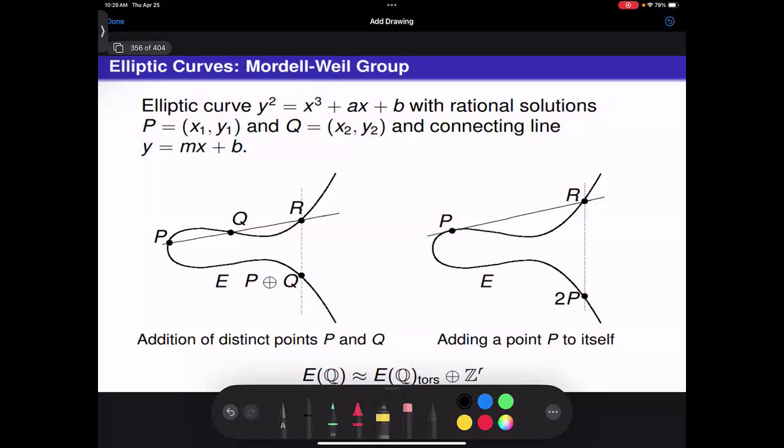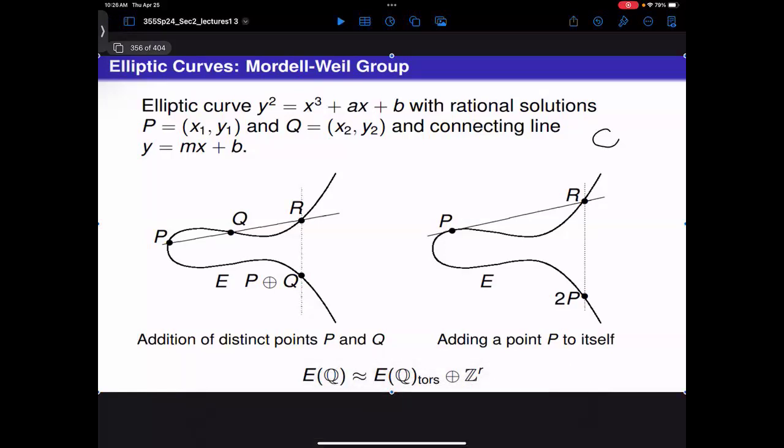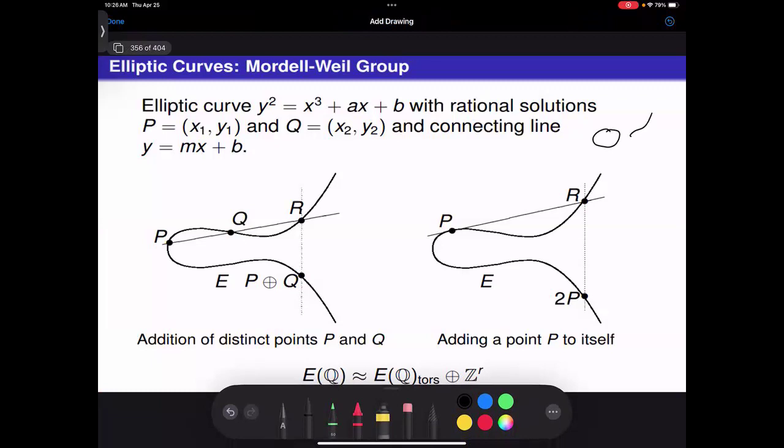It turns out this is not the only way an elliptic curve could look. I could actually have an elliptic curve that looks something like this, where there's now three real roots.